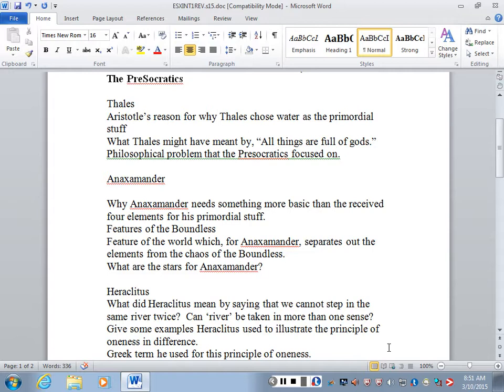Yeah. So then how did they explain the difference between like day and night?